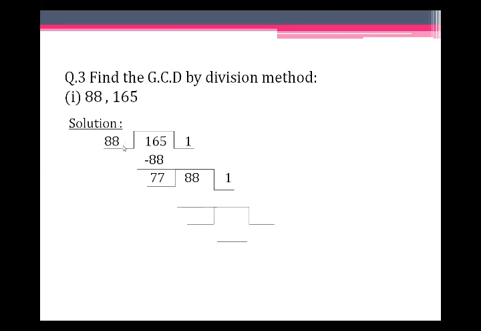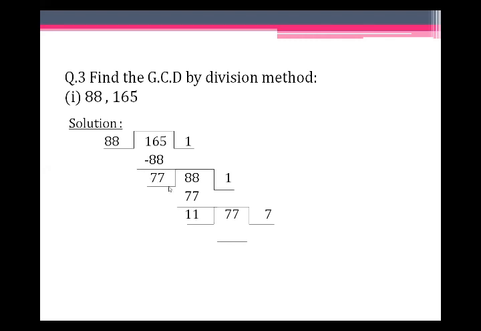Here, students, the important thing to note is that this divisor becomes a dividend here, and the remainder becomes a divisor. Now students, we multiply 77 by 1, then we get 77. So we subtract 77 from 88, then we get 11.